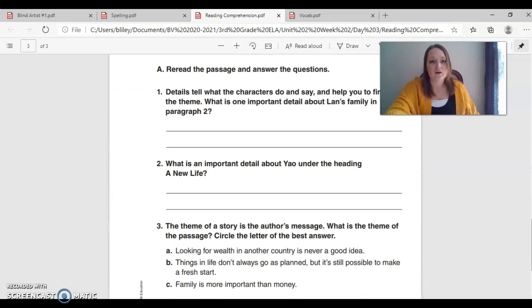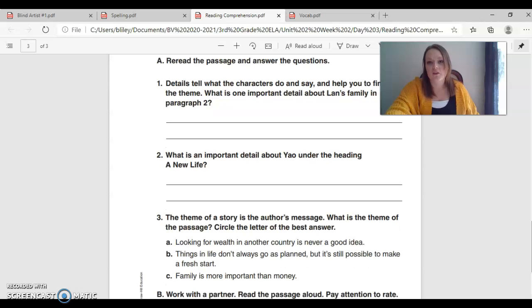Okay, so let's look at our questions. It says reread the passage and answer the questions. If you would like to reread the passage, please take the time to do so when you open up this document in your activity. Number 1, details tell what the characters do and say and help you to find the theme. What is one important detail about Lan's family in paragraph 2? So you're going to go back and look and find what the important detail is.